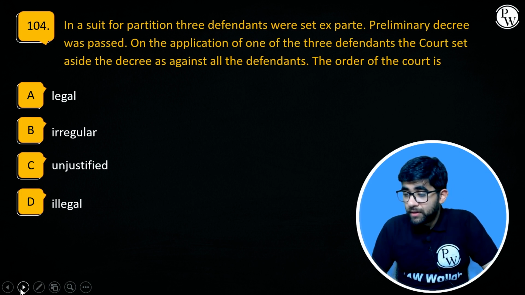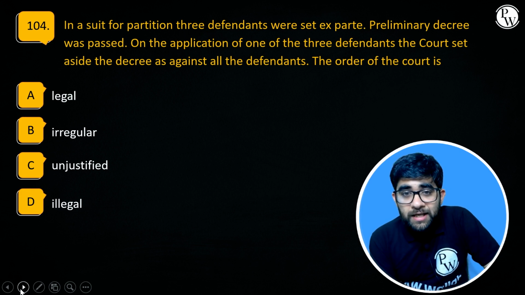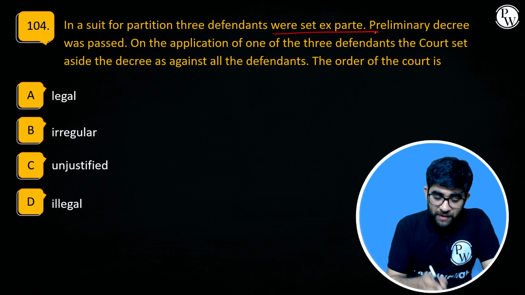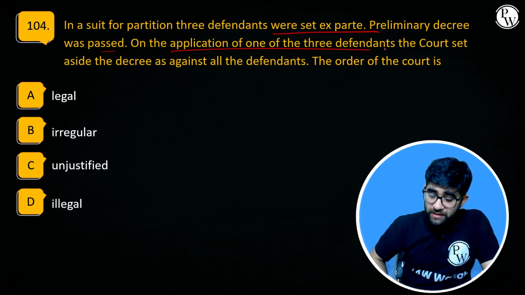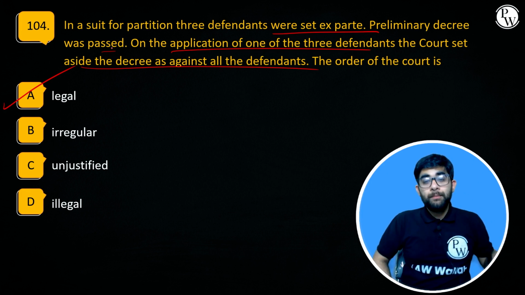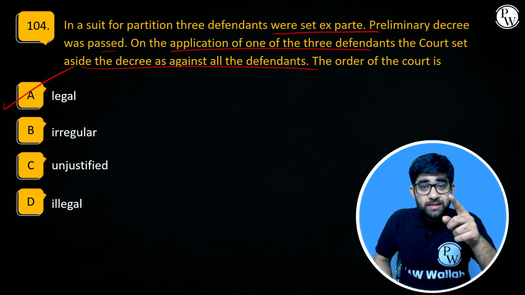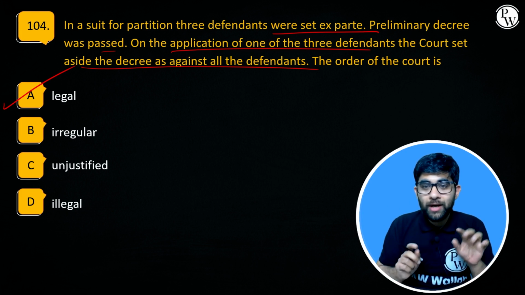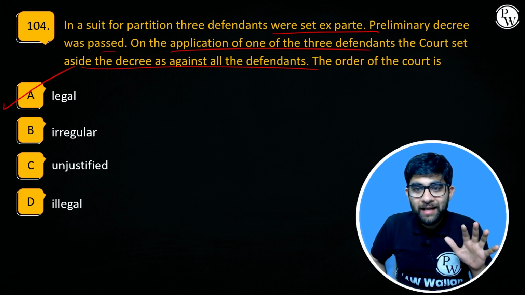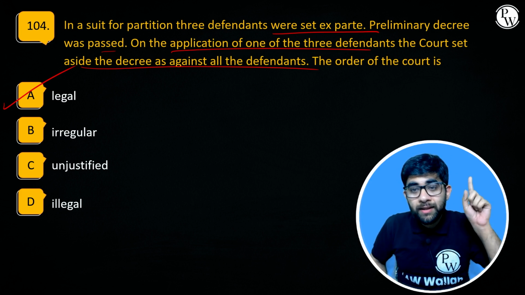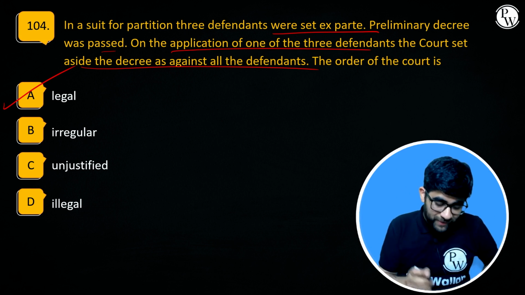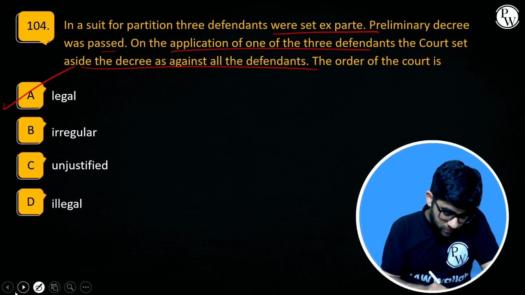Next, in a suit for partition, three defendants were set ex parte. A preliminary decree was passed, and on the application of one of the three defendants, the court set aside the decree as against all the defendants. The order of the court is definitely legal. Why? Because since it has been set aside against one, the partition suit cannot go on like that, or the partition cannot be done, because the rights of the left out defendants are not fully decided. That's why the order of the court is legal.